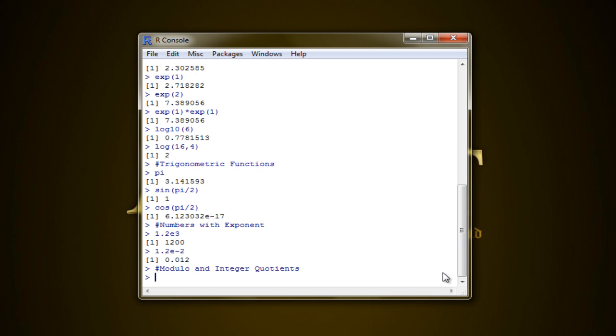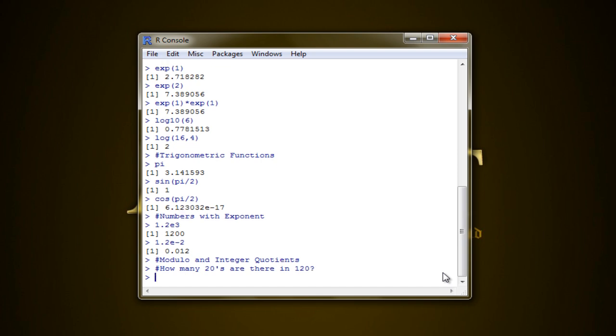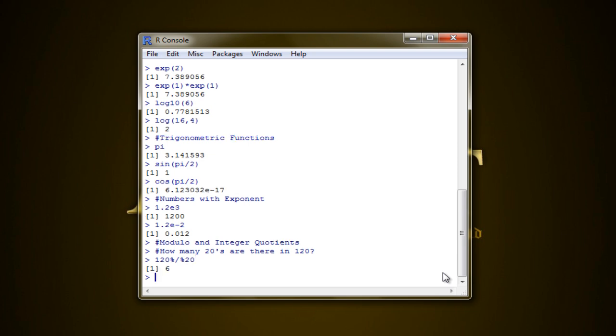Now for example, how many 20s are there in 120? That's a nice question. For that, just type 120 %/% 20, and you have 6. So therefore, there are 6 20s in 120. That's just the same as dividing it, isn't it?